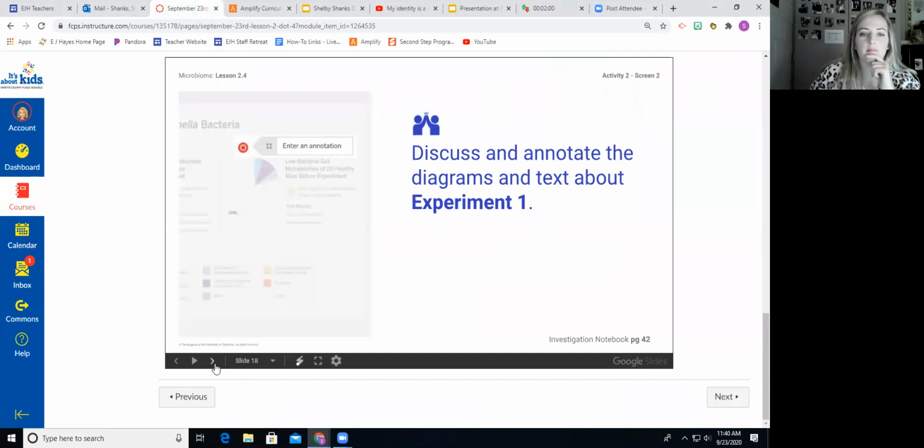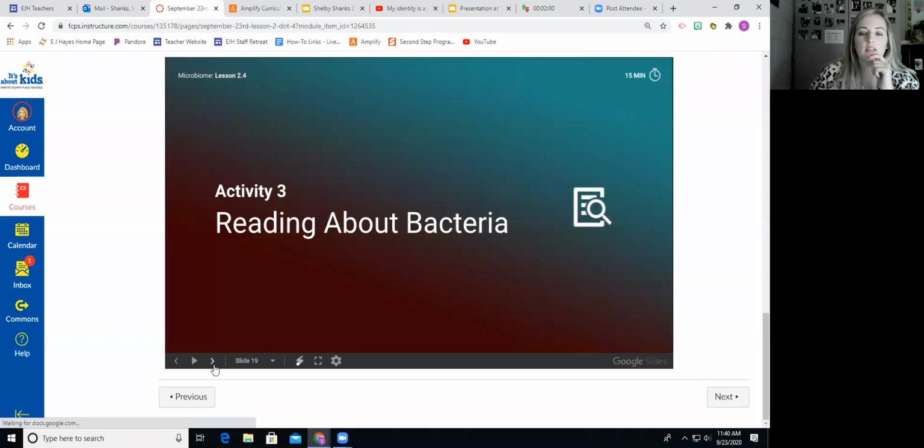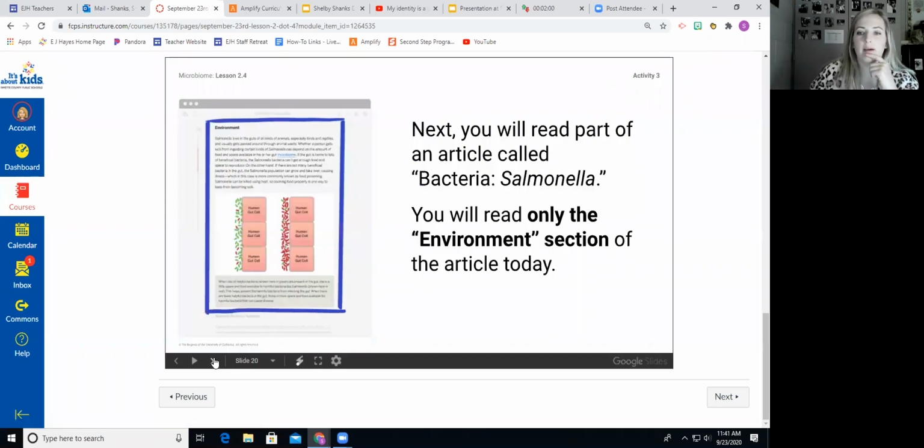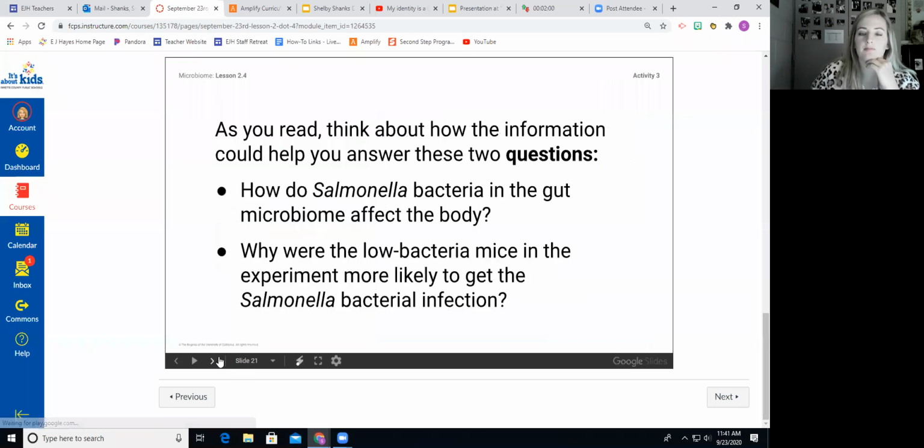So we kind of already talked about those pie charts. So we're going to move on to activity 3. We're going to read about the Salmonella bacteria. So we kind of know a little bit about Salmonella, right? We've said something about it's in raw eggs, it's in cookie dough. If we don't cook our chicken enough, Salmonella could be in that. So we're going to read just one section of this article together.